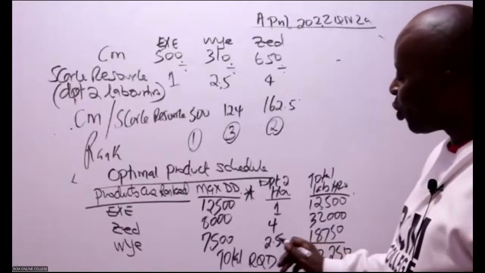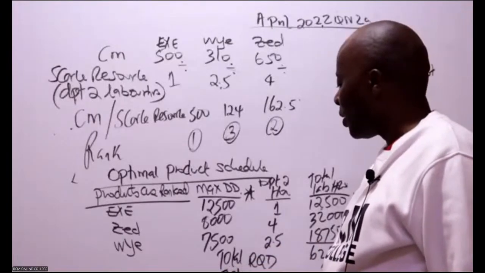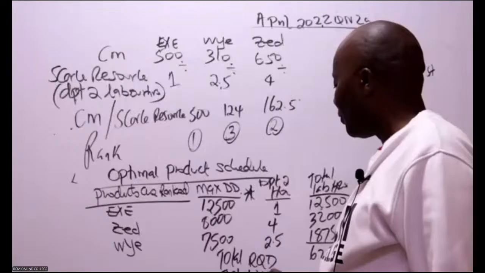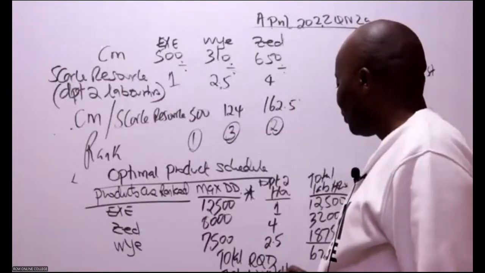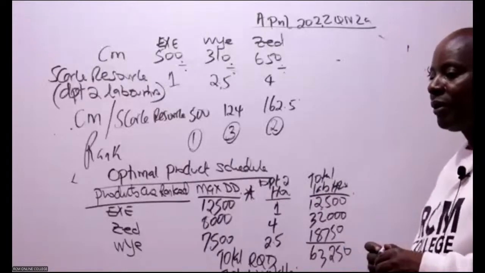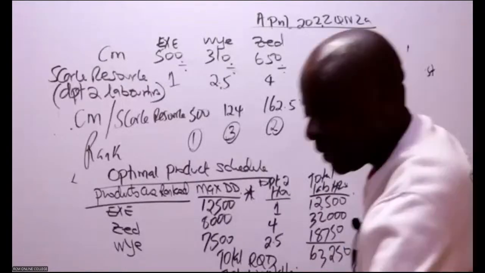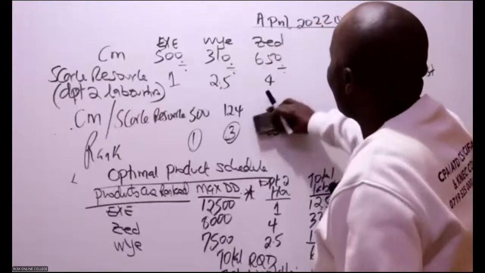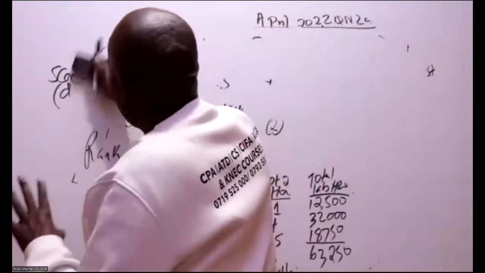And now we have total available. How many hours do we have which are available now? I have to go up here and rewrite this because of the space. I want you to get everything.